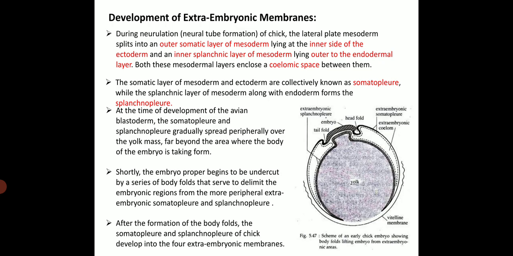After the formation of body folds, the somatopleure and splanchnopleure of the chick start to develop into four extra-embryonic membranes, which we call the amnion, yolk sac, allantois, and the chorion.